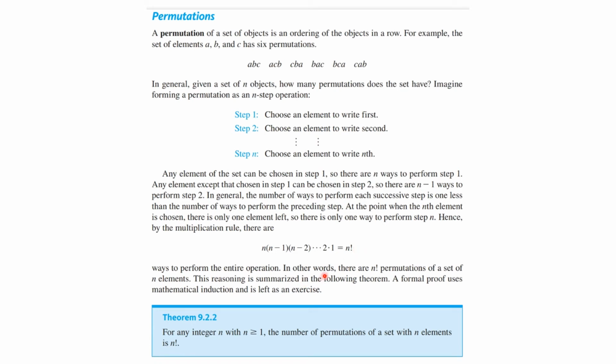So you see there are n factorial ways to perform this operation that we spoke of up here. In other words, there are n factorial permutations of a set of n elements. And we quote that as a theorem here, and I'm stating it again. For any integer n bigger than or equal to 1, the number of permutations of a set with n elements is n factorial. And this would be proven by mathematical induction. If you needed to prove it, you might say you're willing to take this on faith.